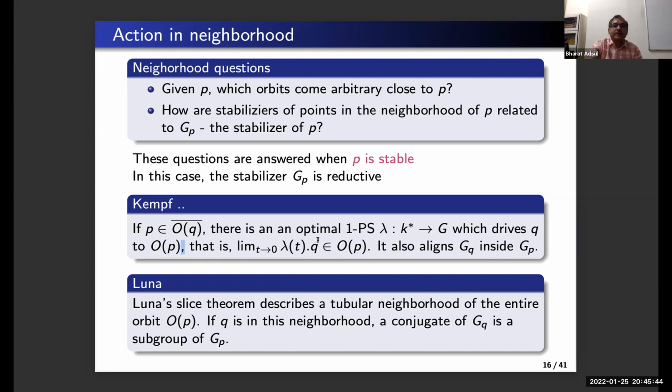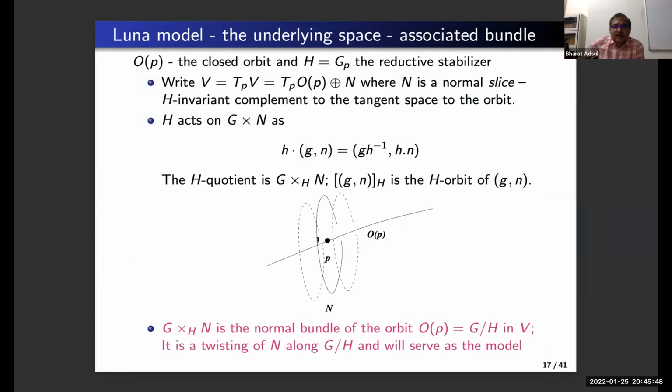Let me spend some time talking about this Luna model. It's quite nice. As I said, we are going to work with a point P which is stable, which means that the orbit is closed and the stabilizer is reductive. Then you do the following. I have this point P and the orbit of the point, which is a closed orbit, and the stabilizer is reductive.